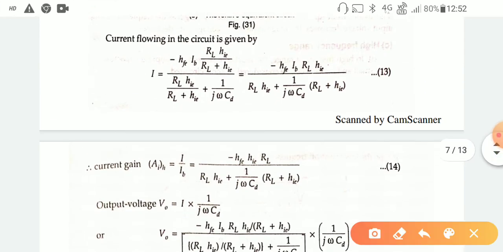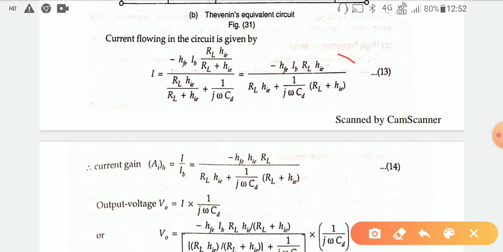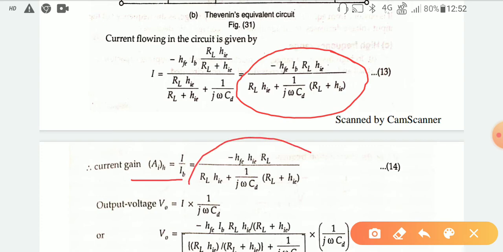In this case the current is defined as this value by using KVL. You just put this value in to calculate the current gain. Look, only the IB is omitted here, because IB is in both the numerator and denominator. So the current amplification factor will be this, and the voltage at the output side will be the voltage drop across CD.